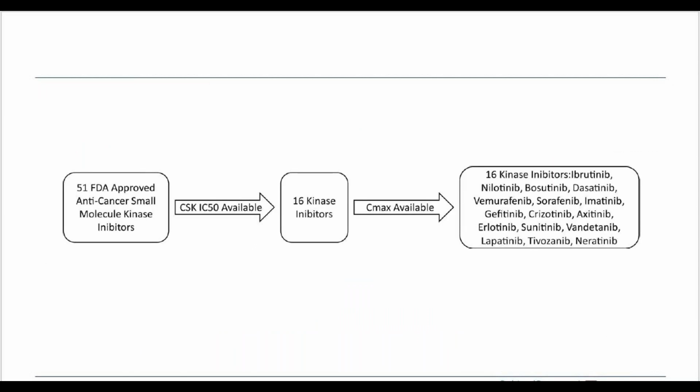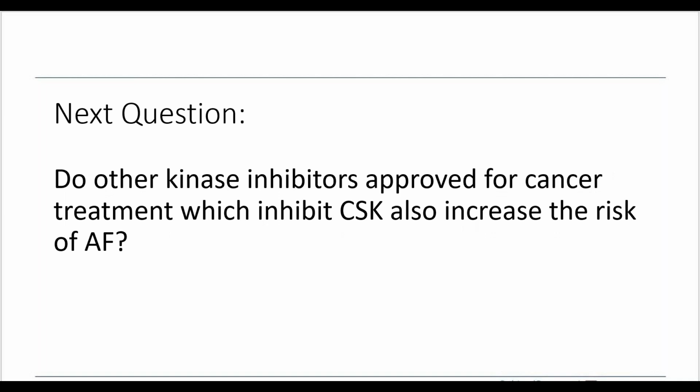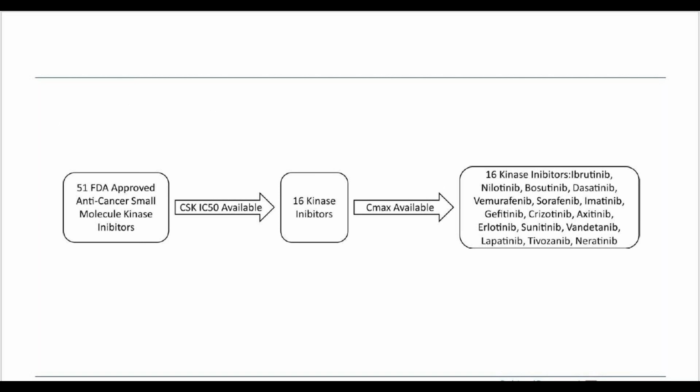Yeah, so let's recap. They went into the literature and tried to find the approved kinase inhibitors that inhibit CSK. Their theory was that they wanted to know whether atrial fibrillation was reported more commonly with these inhibitors. They found 51 FDA approved treatments. CSK levels were available for 16 of these kinase inhibitors. So they took these 16 kinase inhibitors, noted the atrial fibrillation reported for these drugs, and then compared it to the overall 51 reported available data.